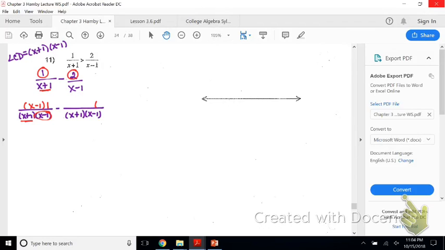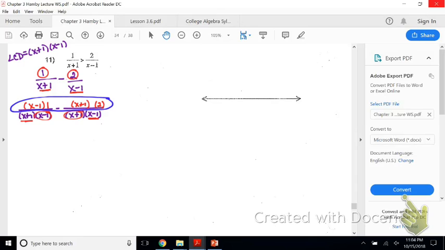My second numerator was a 2. It was over x minus 1. What did I multiply that by? The x plus 1. So that's what I'm going to multiply the top by as well. And then we're going to combine our numerators over our common denominator.